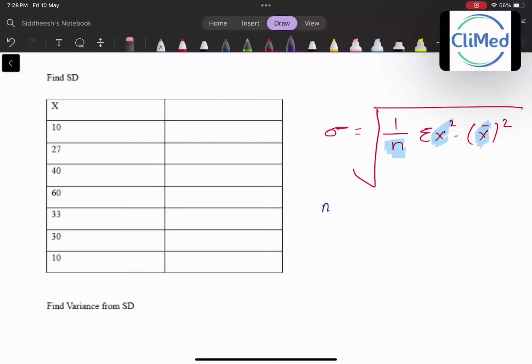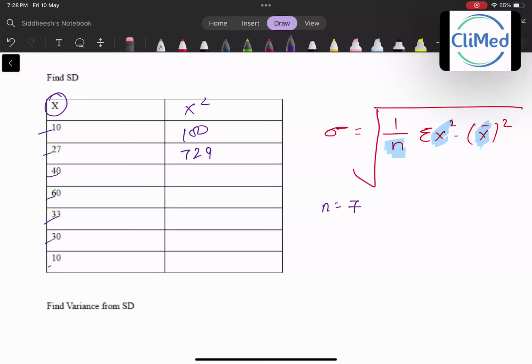What is n here? The number of observations. Count 1, 2, 3, 4, 5, 6, 7. So n is 7. The next thing we need to find is x square. We already have x, we just need to square it. So 10 square? 27 square? Good, 729.